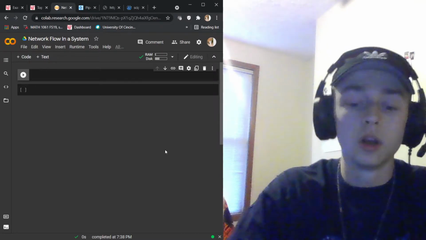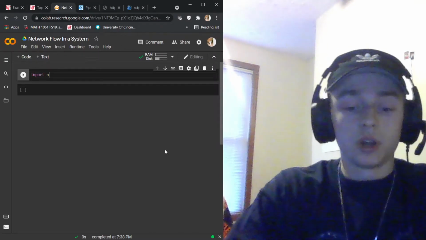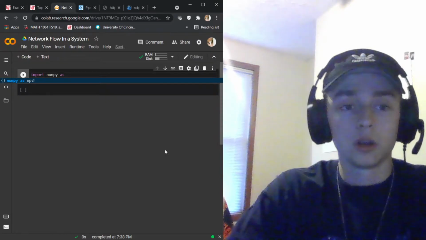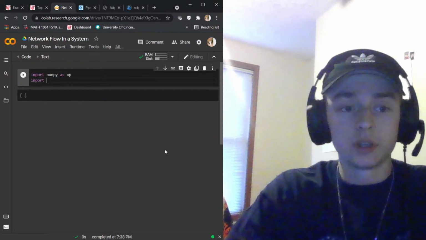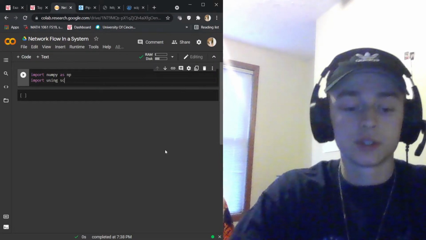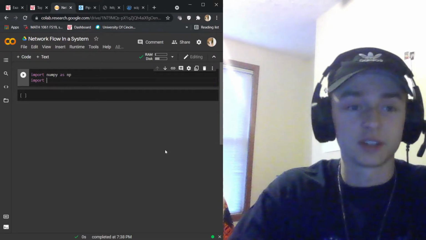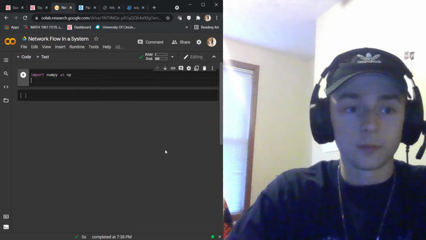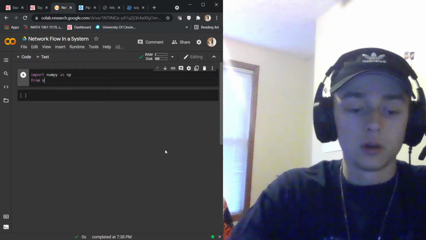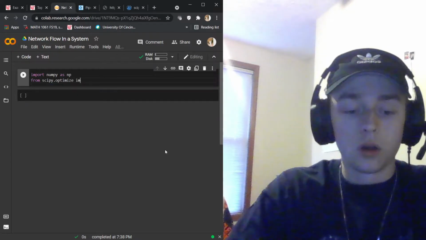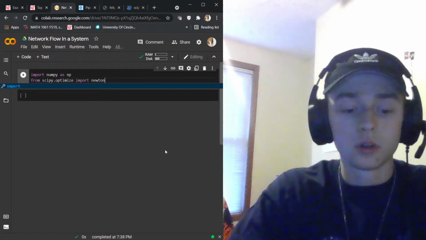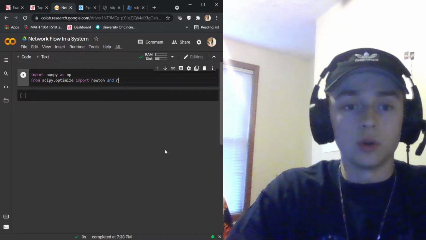So what we're going to do initially is import NumPy to our environment, and then from SciPy we want to import Newton and root.